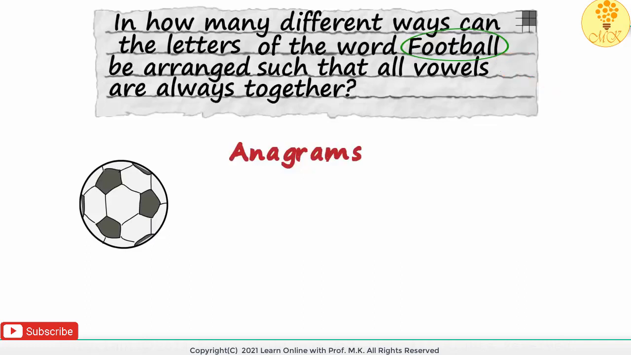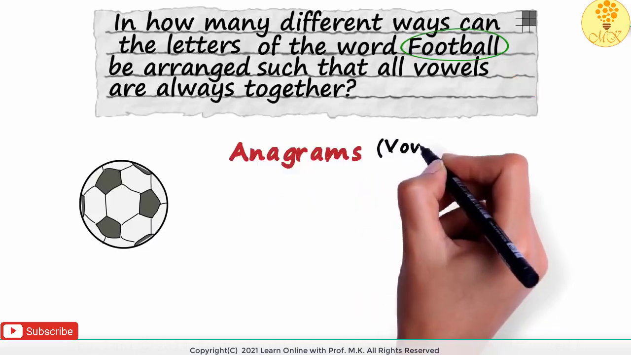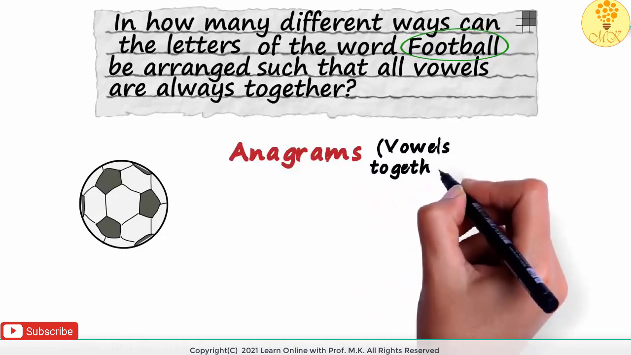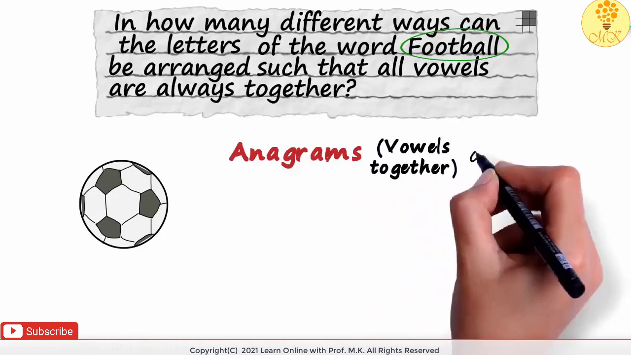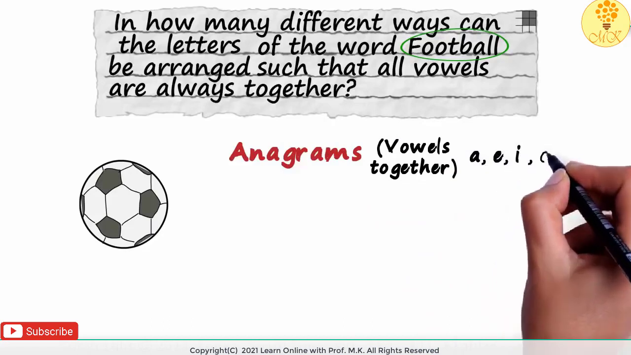But are we asked for all possible anagrams of the word football? Or are we given any condition? Yes, we have a condition. The vowels should always be together. The vowels of the English alphabet are A, E, I, O and U.